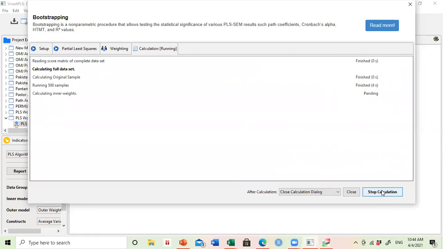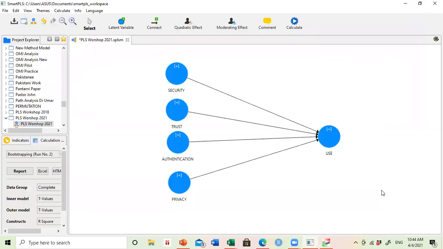So, okay, you can now differentiate between bootstrapping and the PLS algorithm just by looking at how slow it is. If you are running bootstrapping, it will be very slow. If you are running the PLS algorithm, it will go as quick as possible. Why? Because in bootstrapping, you are resampling. So that's why it takes time.